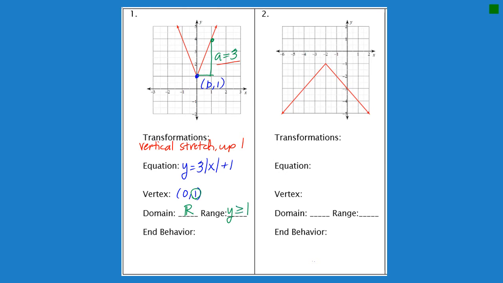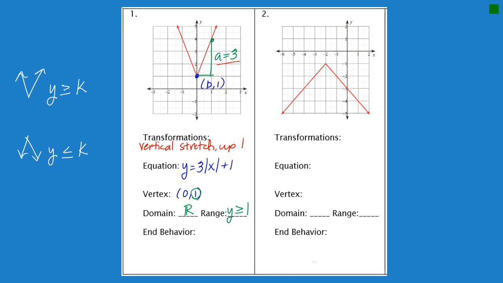So off to the side here, I'm going to make a little note. If your graph faces up, range will always be y is greater than or equal to your k value. If your graph faces down, your range will be y is less than or equal to your k value. So since this graph faced up, that's why I used greater than or equal to.